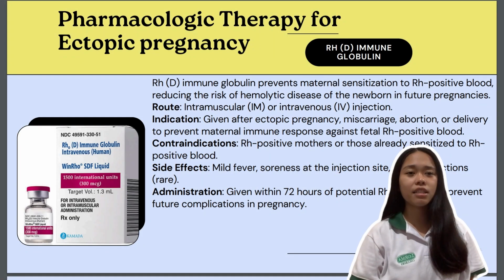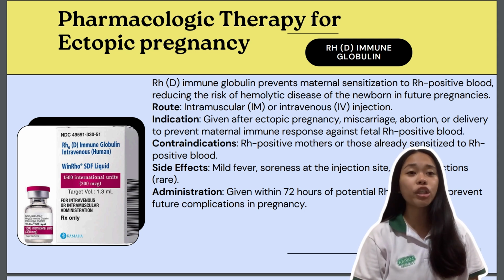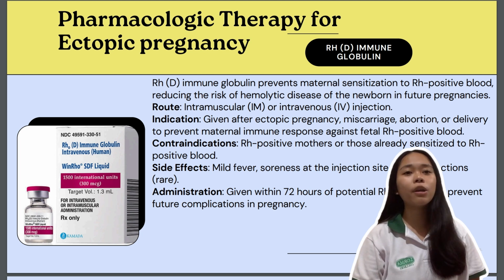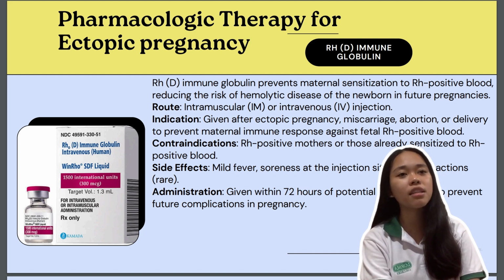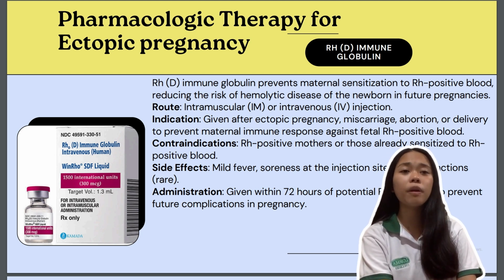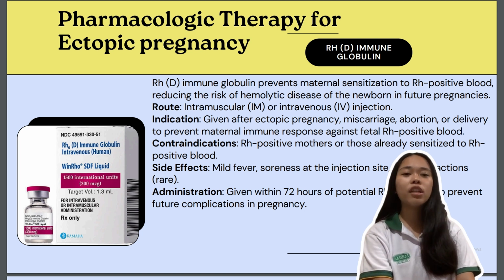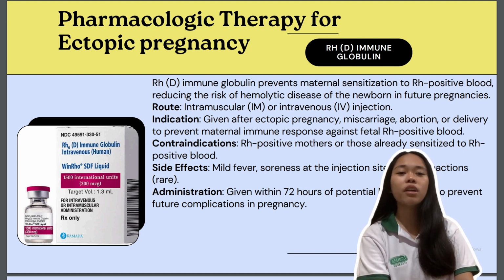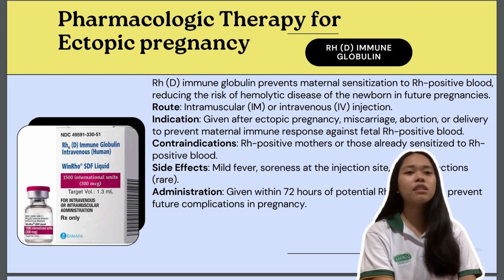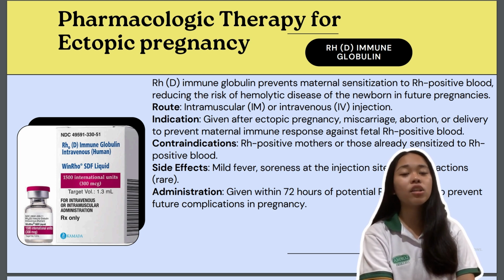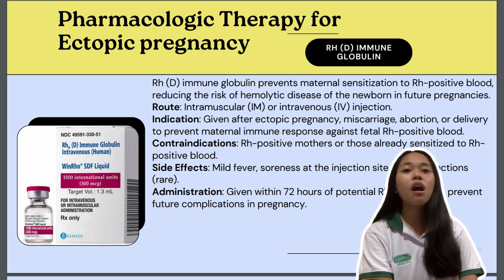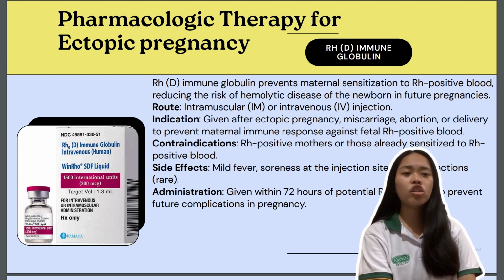Rh immunoglobulin is administered to Rh-negative mothers to prevent Rh sensitization after events like ectopic pregnancy, miscarriage, abortion, or delivery. The route is intramuscular (IM) or intravenous (IV) injection. Indication: given after ectopic pregnancy, miscarriage, abortion, or delivery to prevent maternal immune response. Contraindications are Rh-positive mothers or those already sensitized. Side effects: mild fever, soreness at injection site, and rare allergic reaction. Administration: given within 72 hours of potential Rh exposure to prevent future complications in pregnancy.